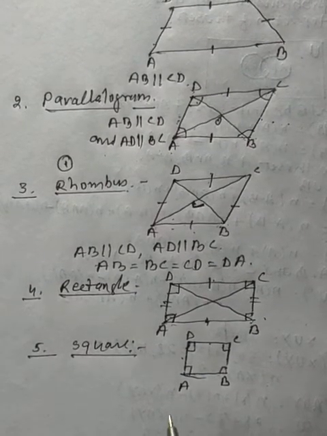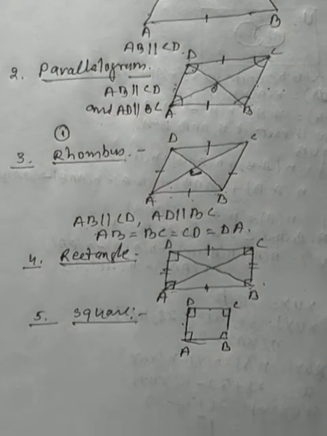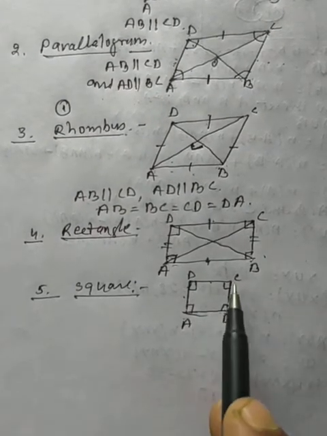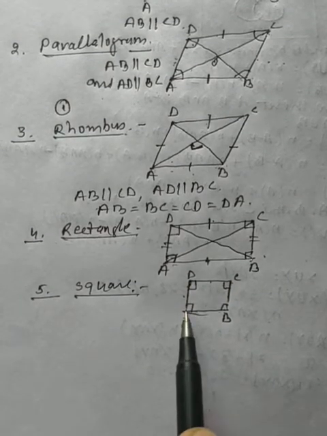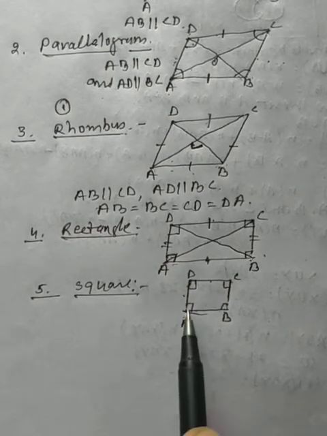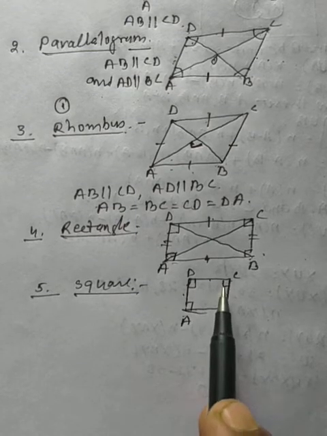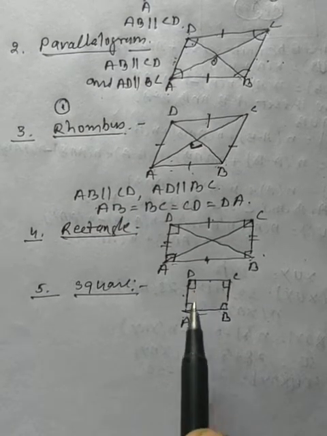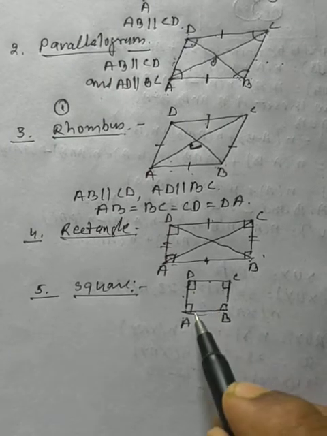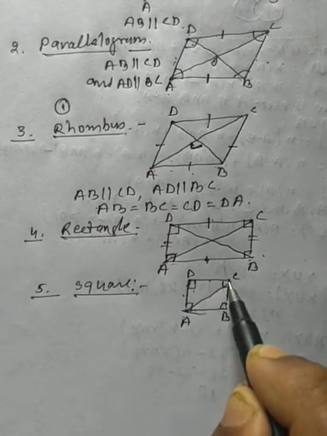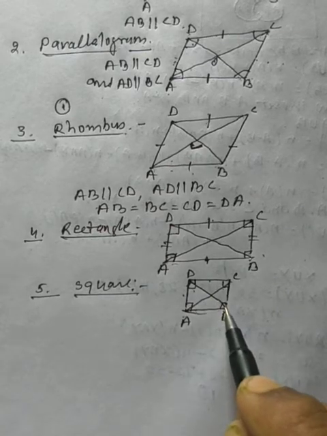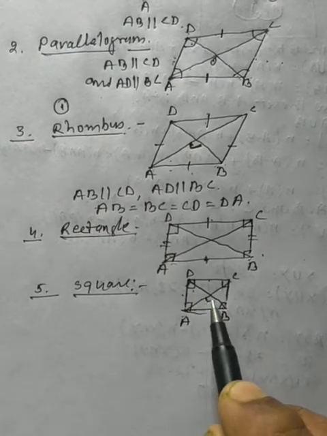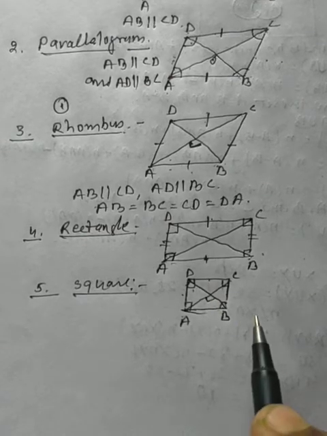Properties of a square. The sides of a square are all equal. AB is equal to BC is equal to CD is equal to DA. And angle A is equal to angle B is equal to angle C is equal to angle D is equal to 90 degrees. And the diagonals of a square, AC is equal to BD, intersect at a right angle.